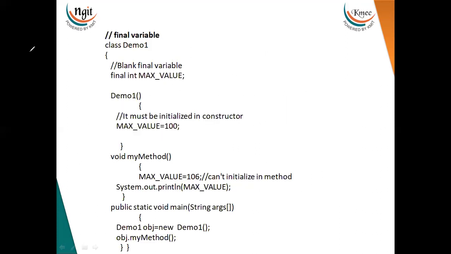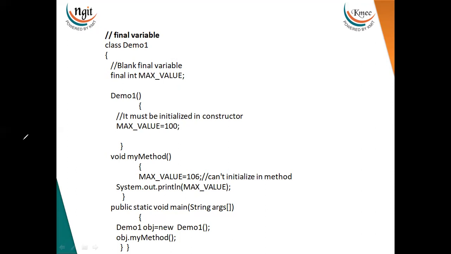This is the example which is showing the final variable. If you are taking a variable as final, that cannot be changed. If you are taking a variable without value, and you are declaring it as final, then that is the final blank variable that can be initialized only within the constructor. You cannot initialize it anywhere else. If you try to initialize it in any method, you'll get the error that you cannot do it, right? So final variables can be initialized within the constructor only.